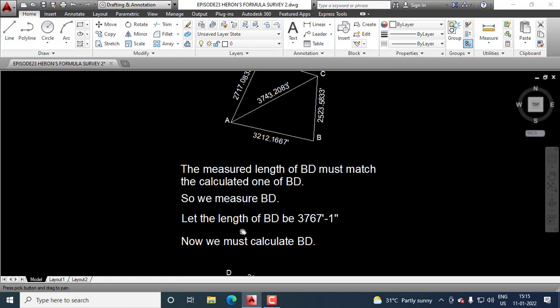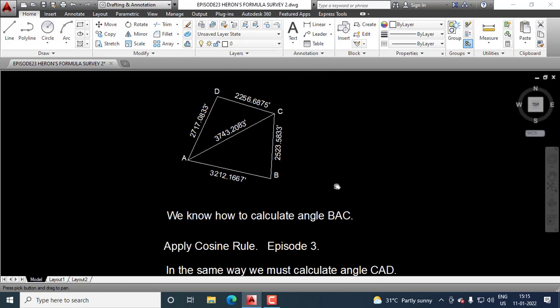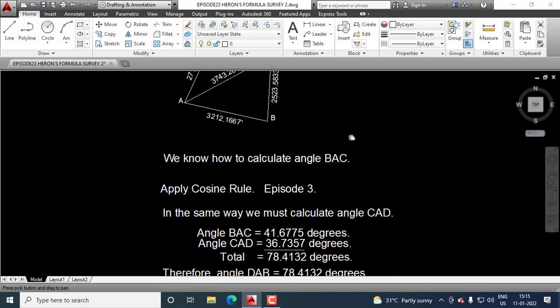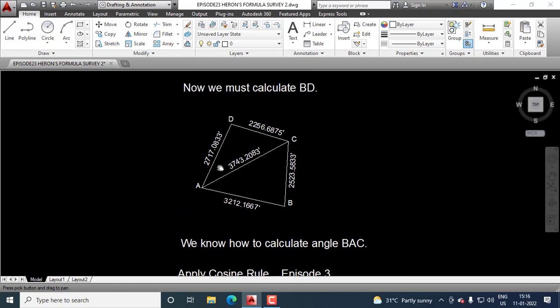So we measure BD. Let the length of BD be 3,767 feet 1 inch. Now we must calculate the length of BD. We know how to calculate angle BAC, this angle, by using the cosine rule. This method is described in episode 3. So we calculate this angle. After calculation, we get angle BAC is 41.6775 degrees.